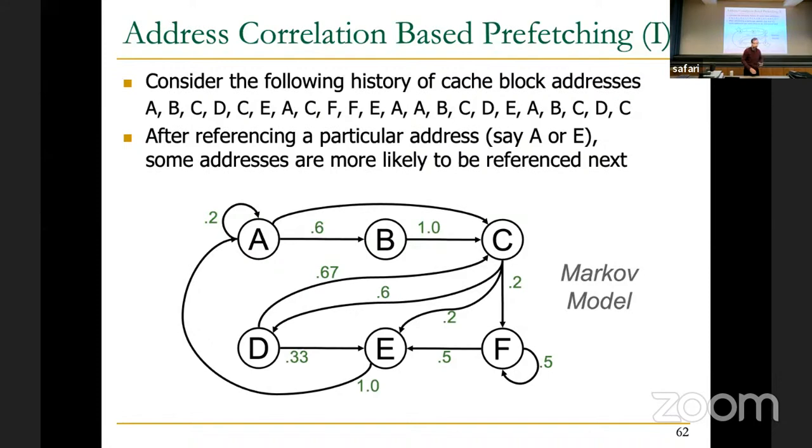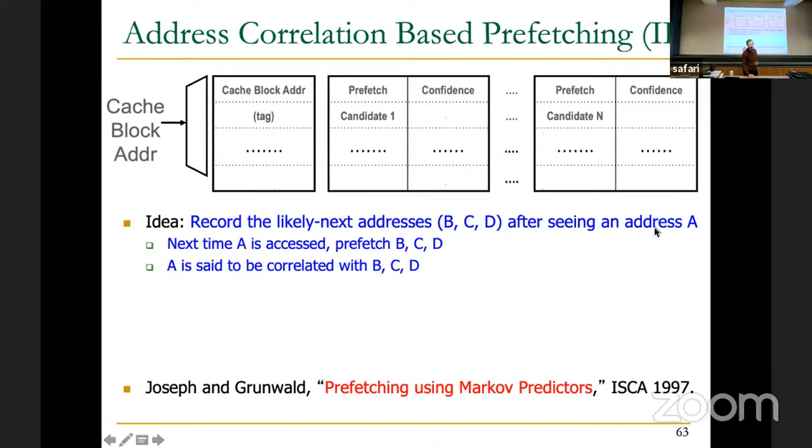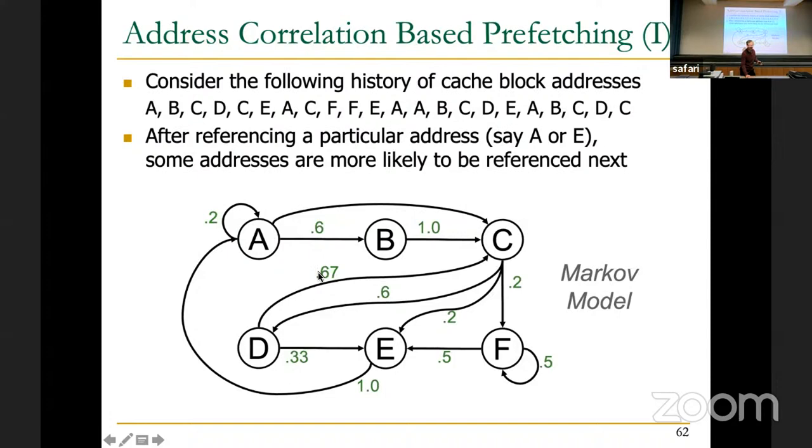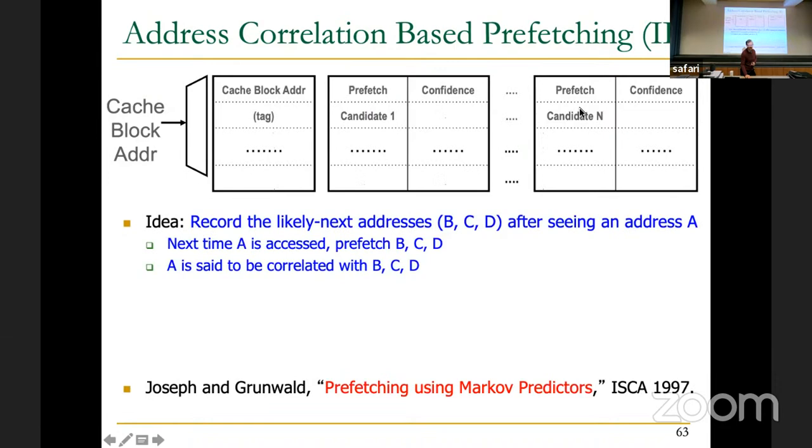There could be variations. The idea is to record the likely next addresses after seeing one address, or multiple addresses, as I said. For example, in this particular case, the likely next addresses after you see A are B, C, and D. You can see that over here, right? B, C, D, B, C, D, B, C, D, multiple times. Next time A is accessed, prefetch B, C, D. And A is said to be correlated with B, C, D.